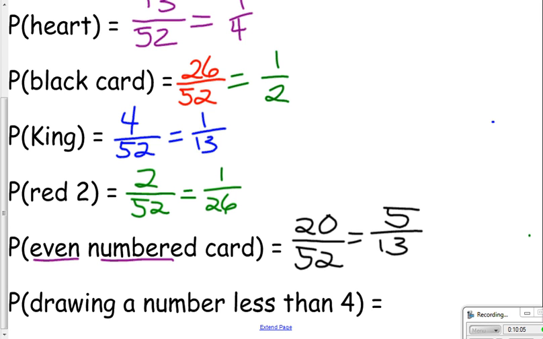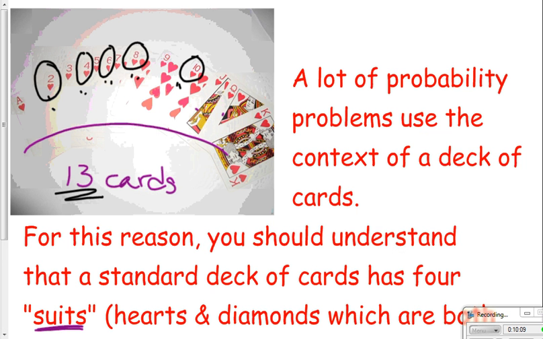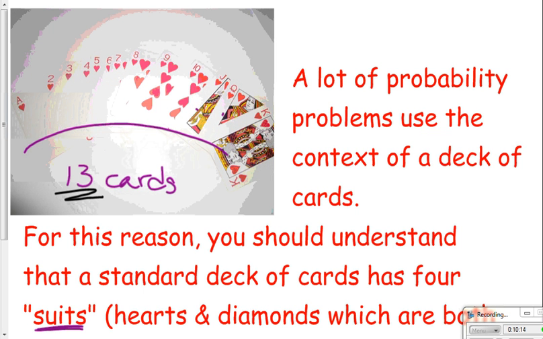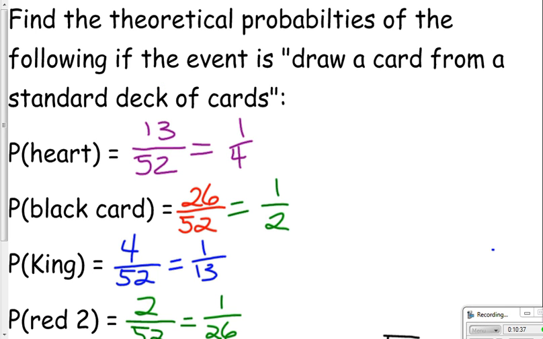The last one here says probability of drawing a number that is less than 4. Let's look back at that slide again. If I wanted to draw a number that was less than 4, let's see which ones I would have as options. 2 is a number that's less than 4. 3 is less than 4. Is 4 less than 4? I don't think so. 4 is equal to 4. It's not less than 4. And the ace, again, I wouldn't count that because that's not actually a number. Sometimes aces are played like ones, but not in every game. And so it's not actually numbered as a 1.